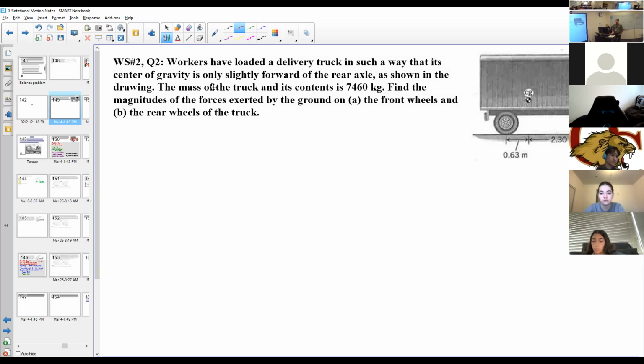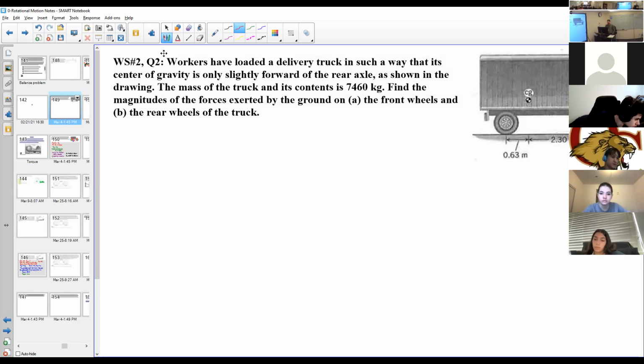But let me read it to you, and then we'll give you several minutes to work on trying to solve it. It says, workers have loaded a delivery truck in such a way that its center of gravity is only slightly forward of the rear axle as shown in the drawing. The mass of the truck and its contents is 7,460 kilograms.